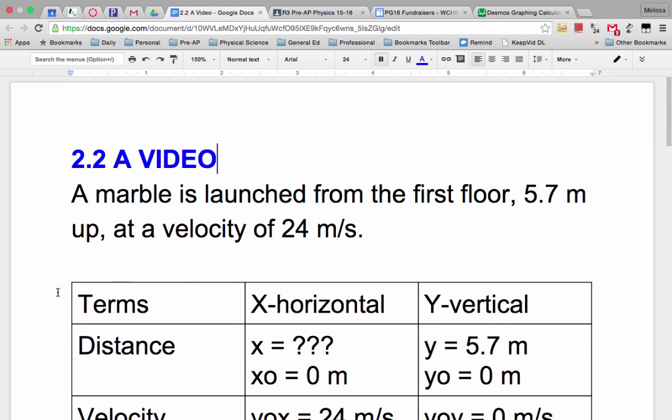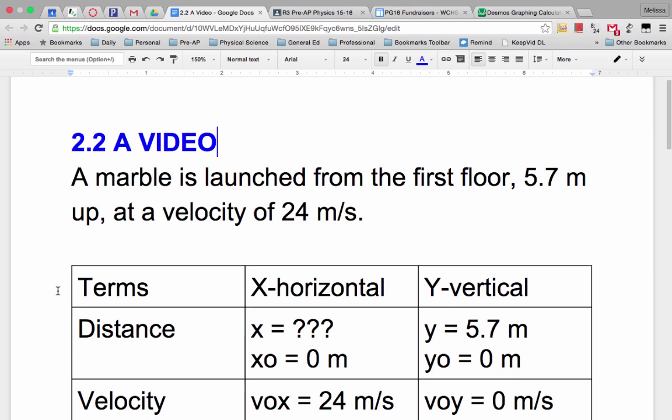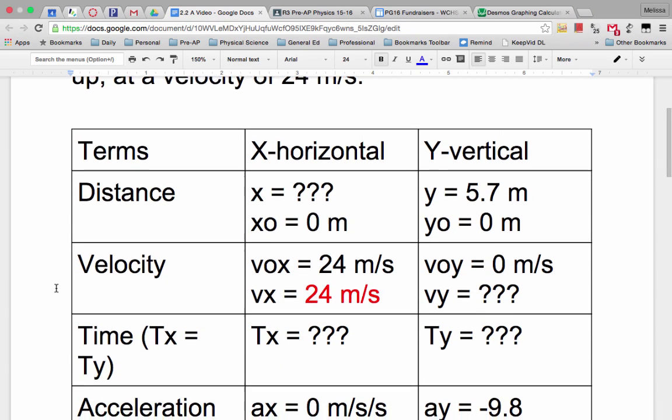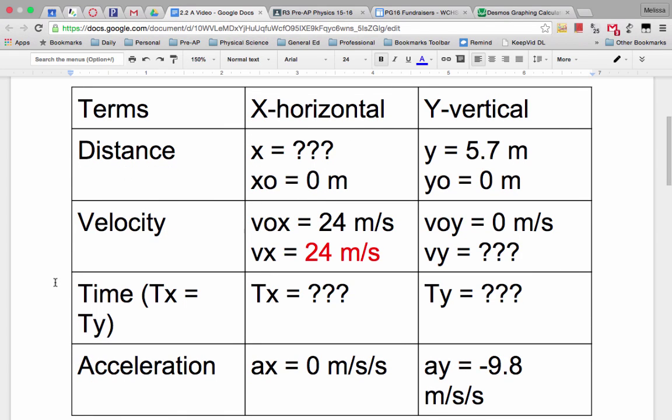Your first step is to make a chart of what you're given, what you know. And it comes from the question, but remember that in these problems you have terms, horizontal, and then vertical motion. So the terms are distance, velocity, time, and acceleration. The horizontal has all of those variables and units. The vertical has all of those variables and units. So let's walk through them.